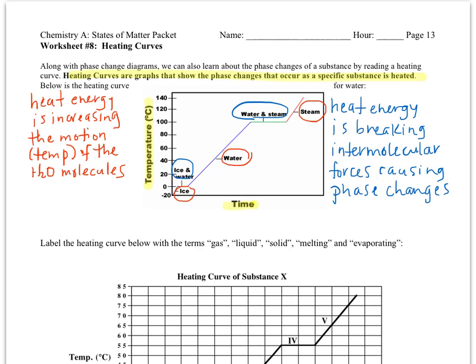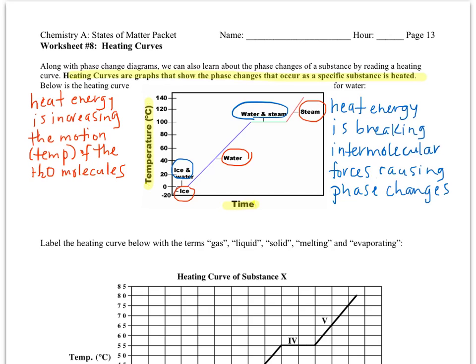This is worksheet 8 of the States of Matter packet, and this one's going to be short, but really important points to make here. These are things that some students really struggle with, so I want you to listen carefully. Unlike a phase diagram, which we saw in worksheet 7, in worksheet 8 we're looking at a different type of graph, which is a heating curve.